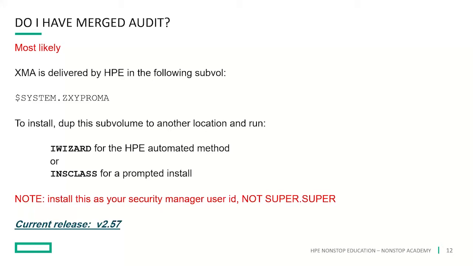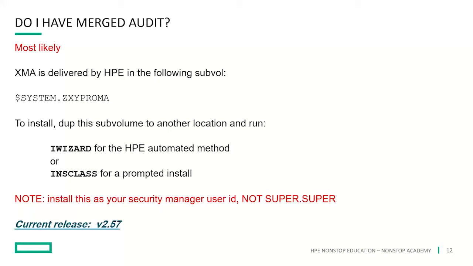If you want to run the old school or manual install, you can run the INSCLASS macro, and it's going to prompt you for everything. Where do you want your database? Where do you want your catalog? What priority do you want to run things as? What user do you want to use? Everything. It's going to ask you all kinds of detail. That's fun if you've got more experience, but if you're just installing this for the first time, run the iWizard.